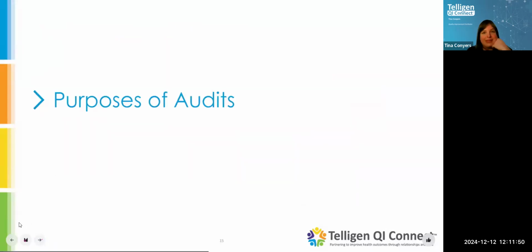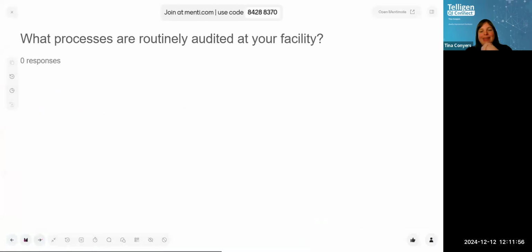Now we're going to dig in a little bit deeper about the purpose of audits. Next slide. Before we do that, it's another Menti question. So please pull out your phone again. The code is 8428-8370. I want to hear from all of you what processes are routinely audited at your facility. So type in, what do you think that you do the most audits on at your home?